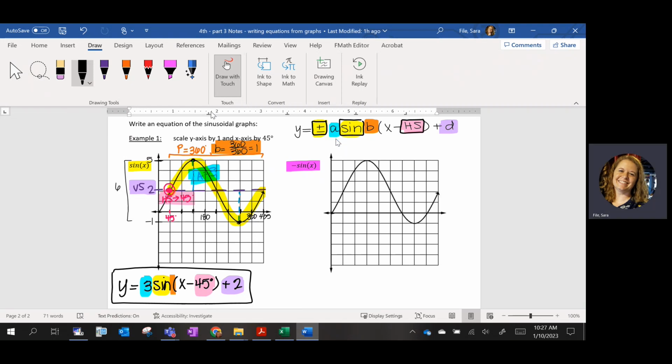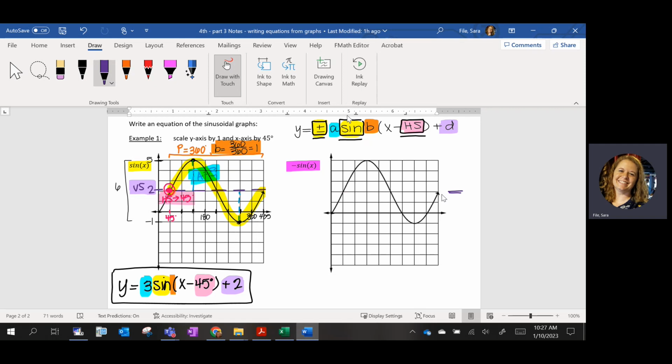The amplitude won't change. The period won't change. The vertical shift, where the midline is, won't change. The only thing that changes when you change this function is the horizontal shift. So in our graph, we can see this still has the same.